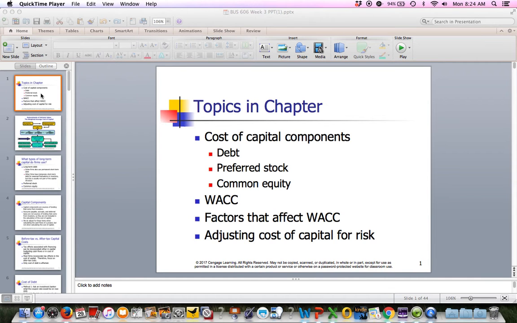Weighted average cost of capital, or what they call the WACC, W-A-C-C, is probably the biggest topic. There's a few other things we'll talk about too in the chapter, but we're going to talk a lot about what that means. What is the cost of capital and its components?